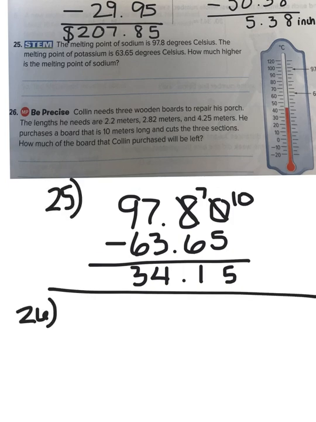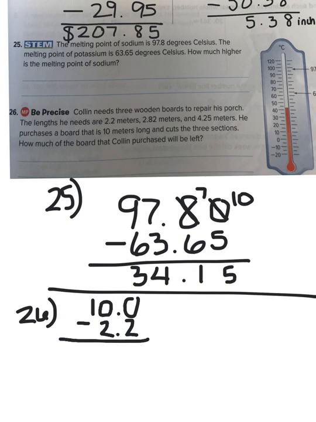In problem number 26, Colin needs 3 wooden boards to replace his porch. The lengths that he needs are 2.2 meters, 2.82 meters, and 4.25 meters. He purchases a board that has 10 meters and cuts 3 sections. We want to know how much of the board that he purchased will be left. So we first need to start with our 10 meter long board, and we can start by taking away the 2.2 meters.